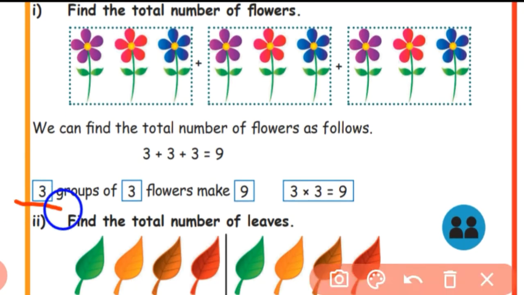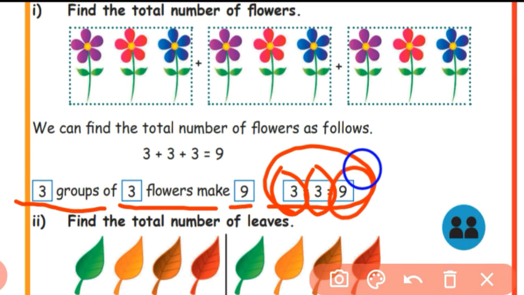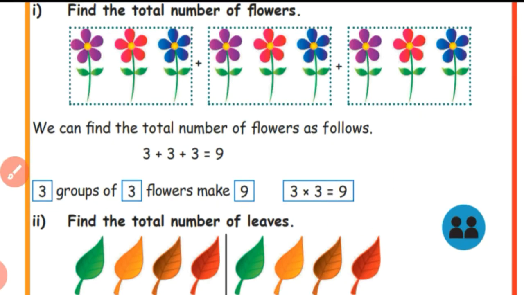See, 3 groups of 3 flowers make 9. 3 into 3 is equal to 9. This is the multiplication sentence. 3 is the number of flowers in each group and 3 is the number of groups, and 9 is the total number of flowers. 3 into 3 is equal to 9.